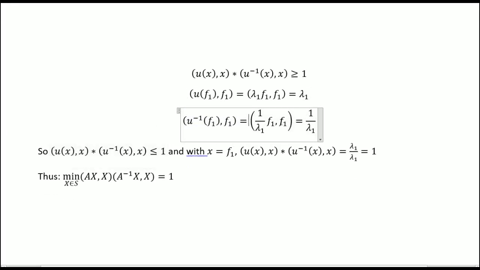and we get here that this thing applied in f1 is equal to lambda 1 over lambda 1, that is equal to 1. So there exists a vector so that this equals 1, but we know that it cannot be below 1, so the minimum is equal to 1. So that's it for this question.